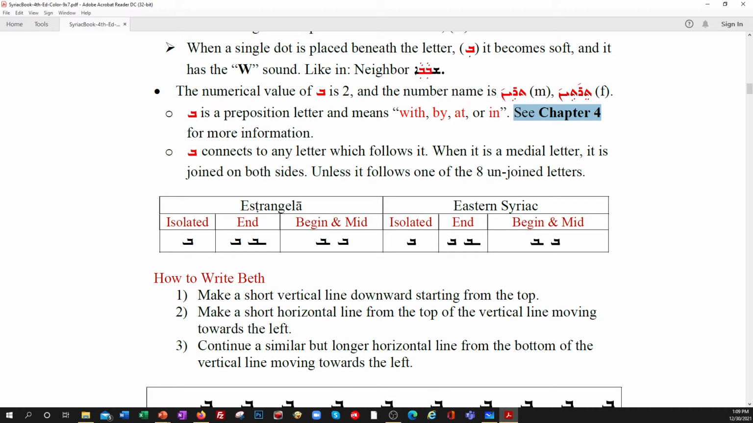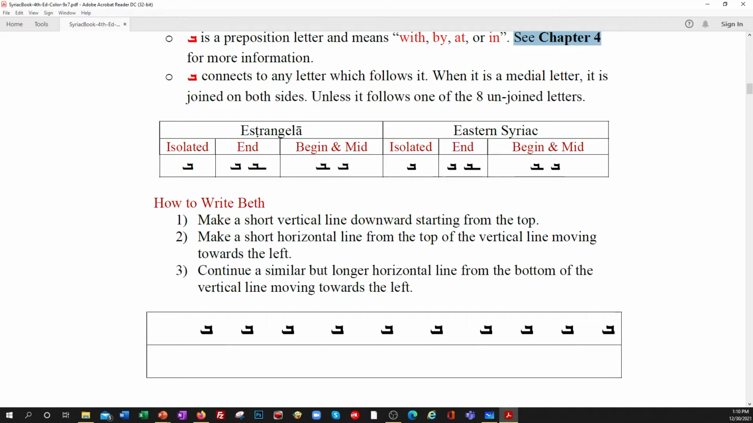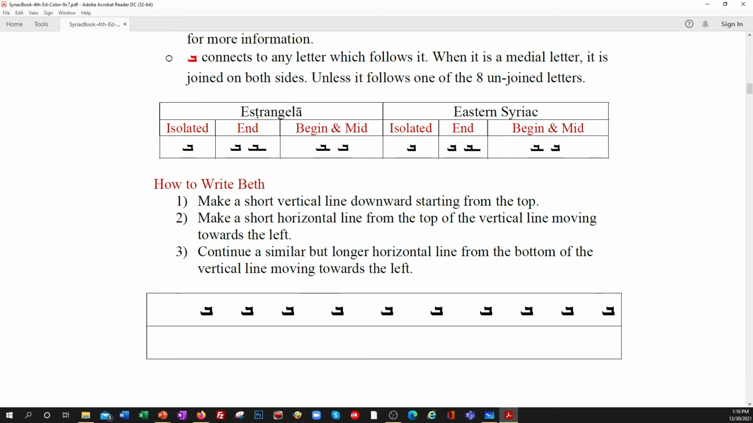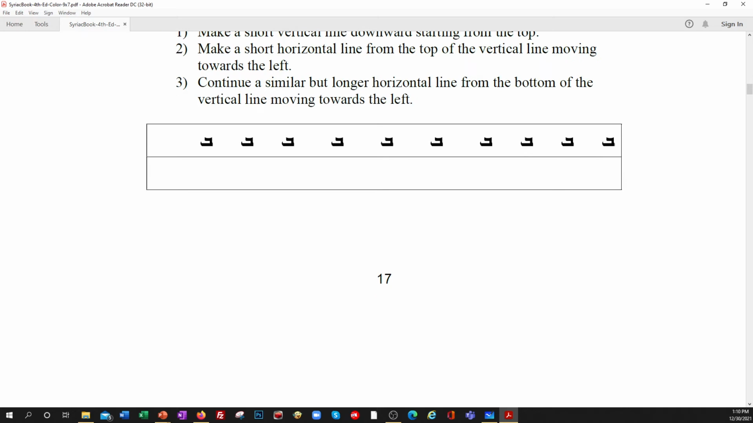Beth connects to any letter which follows it. When it is a medial letter, it is joined on both sides. How exactly is the Beth going to look in a word? When it's at the beginning or the middle, it's going to look like this one. At the end, when it's joined to the one before, it's going to look like this one. And when it's standalone, not joined to the one before, it's going to look like this one. When it stands by itself, it's going to be isolated like this one. So that's how it's going to look. By the way, it's the same shape for strangula, so that is going to save a little bit of time.